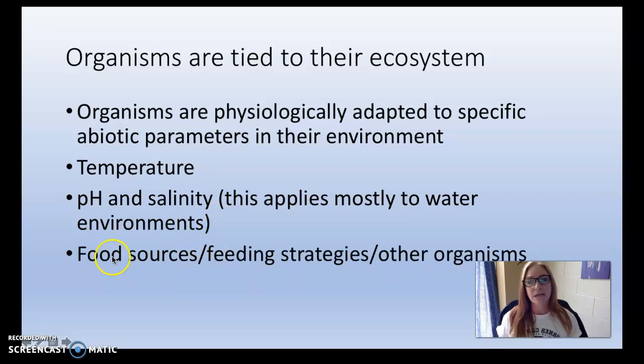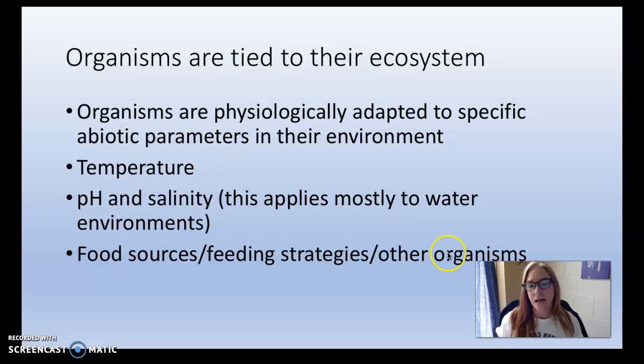And then they're also tied to each other in terms of their food sources. Are they eating plants? What plants are they eating? What if those plants go extinct in their area? What do they do then? Their feeding strategies. Are they filter feeders? Are they grazers? Are they predators? How do they eat? And of course, they're tied to the other organisms in terms of competition or predation.